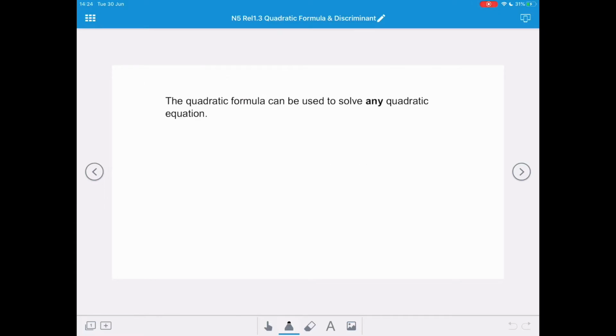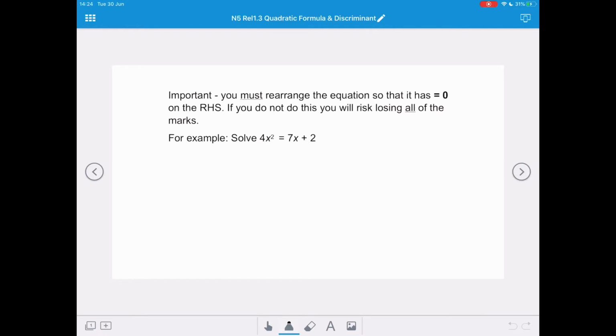And this quadratic formula can be used to solve any quadratic equation that you might not be able to factorise. So it's important you must rearrange the equation so that it has equals 0 on the right hand side. If you don't do this, you'll risk losing all the marks in a question like this.